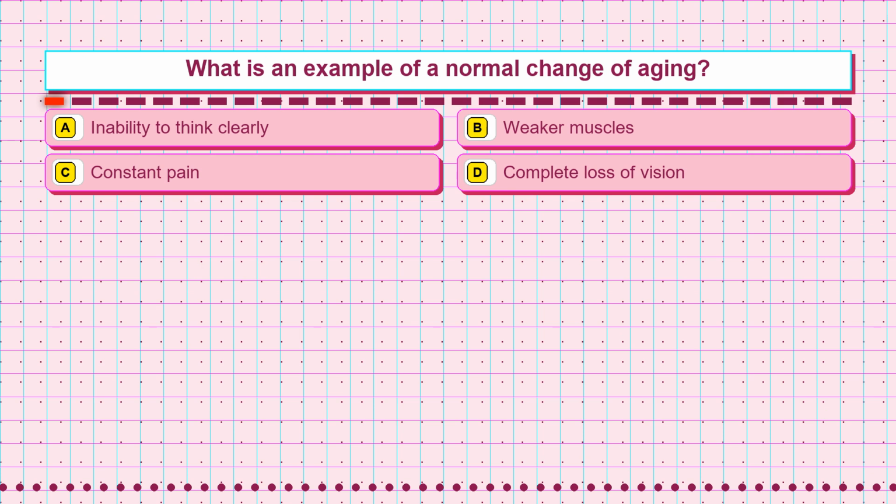Question 38. What is an example of a normal change of aging? Option A, inability to think clearly. Option B, weaker muscles. Option C, constant pain. Option D, a complete loss of vision.